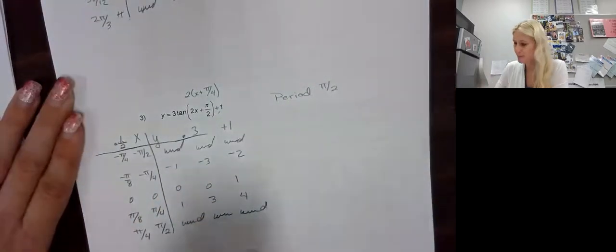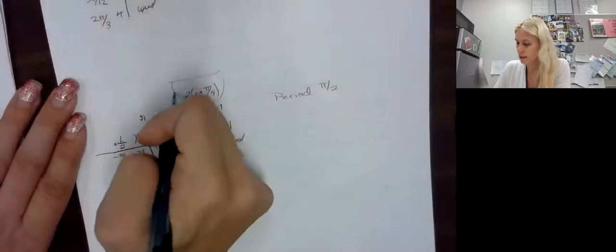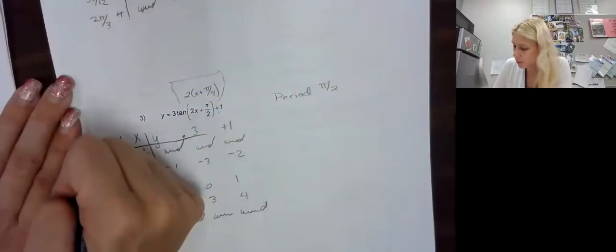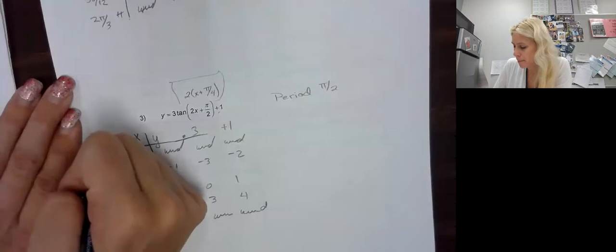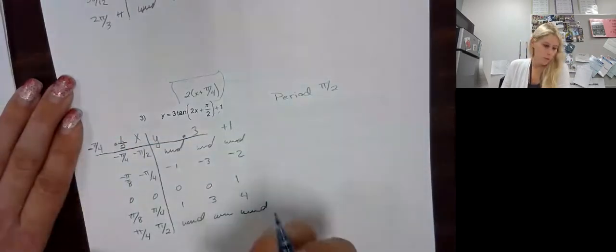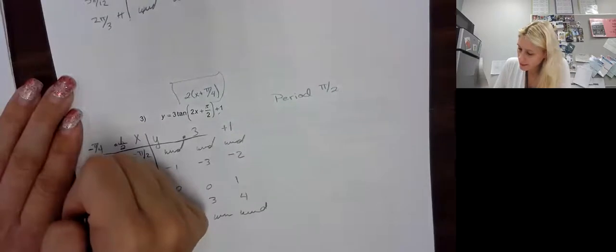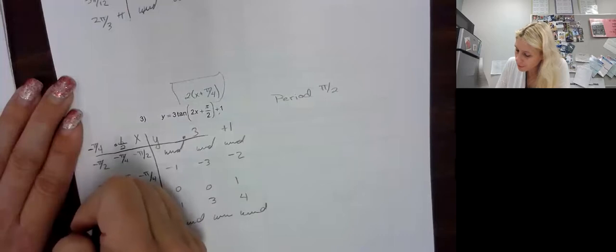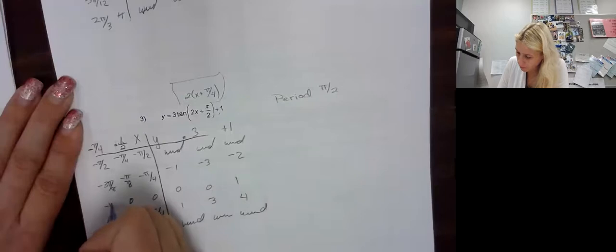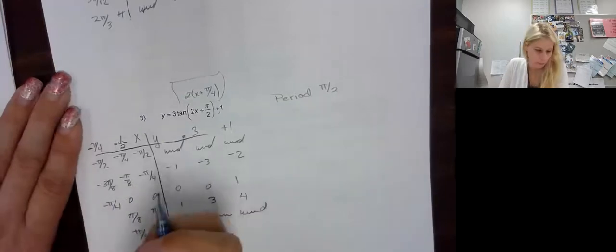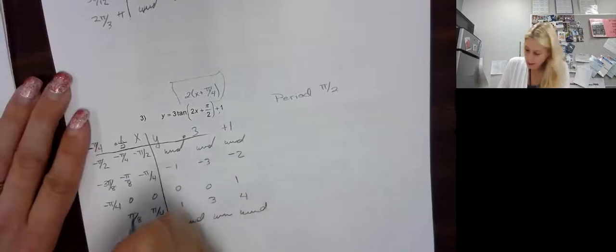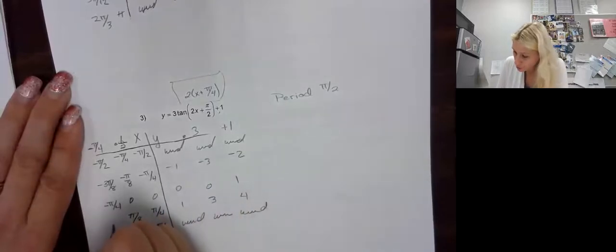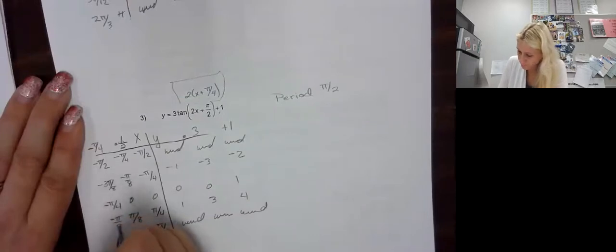Now on the inside, remember to go to your factored. We're going to do the opposite. So we're going to move left, which is subtraction, pi fourths. When we subtract here, we get negative pi over 2. We get negative 3 pi over 8. Negative pi fourths. We get negative pi over 8. And we get 0.